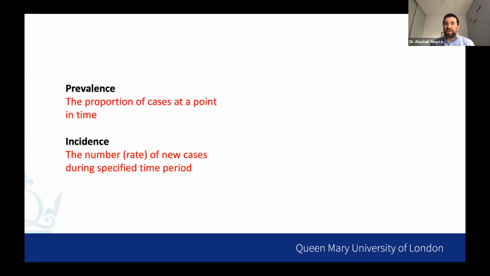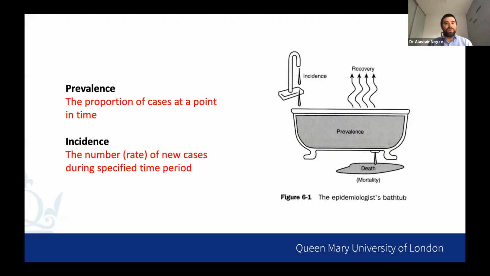They're quite distinct, and these two concepts can be illustrated with the epidemiologist's bathtub. Prevalence refers to the overall burden of a disease in society, the overall percentage of people with Parkinson's in a population. The only way that can change is if you add new cases, that is incidence, or if people unfortunately die. If incidence and deaths are consistent, then the prevalence will remain the same. So, distinct but related concepts.